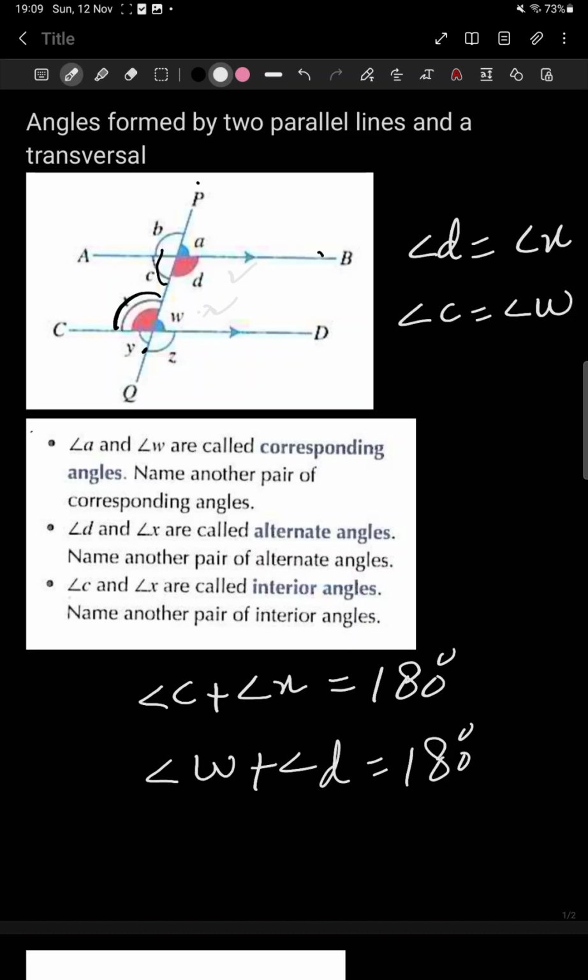One more thing I wanted to share: we have vertically opposite angles as well. So angle B is vertically opposite to D, so angle B is also equal to angle D. Angle A will be equal to angle C, vertically opposite. Similarly, angle X will be equal to angle Z; here it is making an X, or making a cross. Angle W and Y will be equal to each other. The reason is vertically opposite angles.